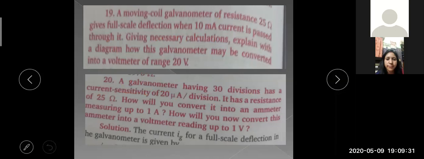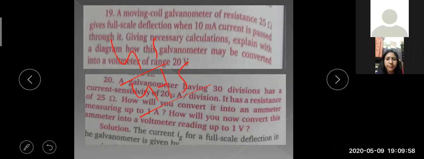Let RA be the resistance of the ammeter so obtained. Then RA is given by G S upon (G plus S). We have done it in conversion of galvanometer into ammeter. Find the value of resistance RA, which is the ammeter resistance. For this ammeter, the current giving full scale deflection, I equal to 1 ampere, is given.